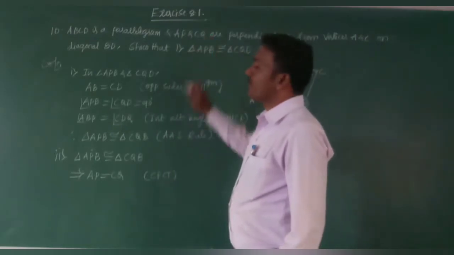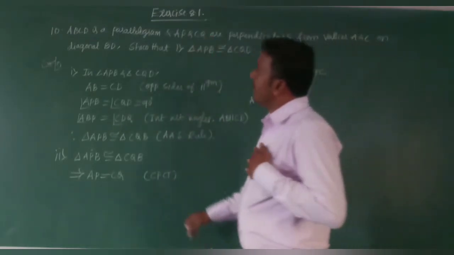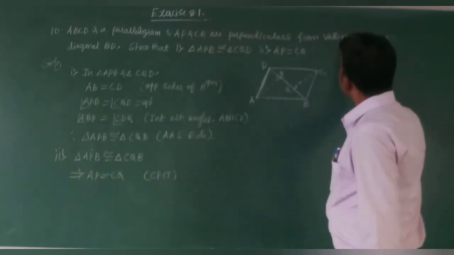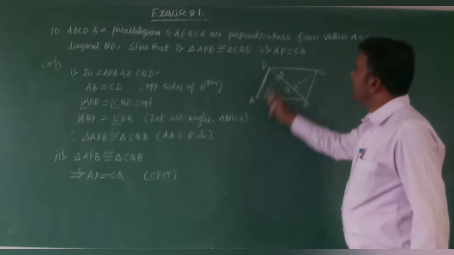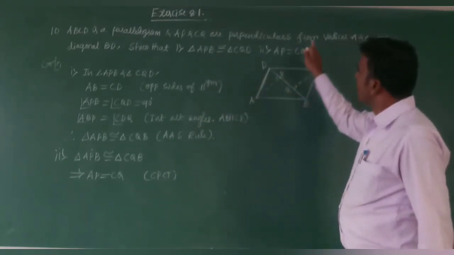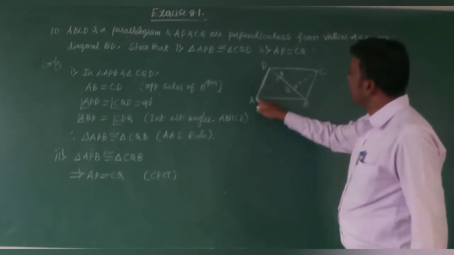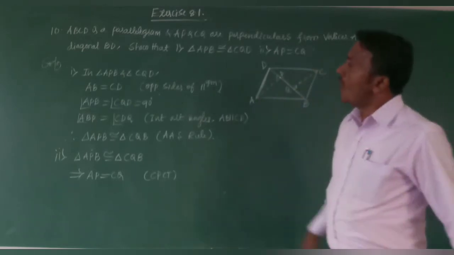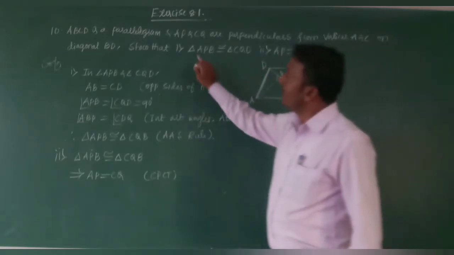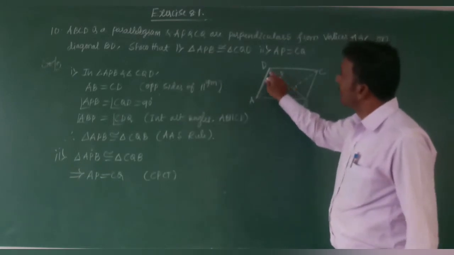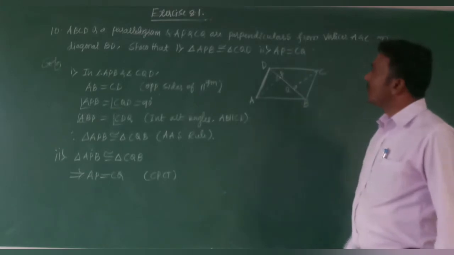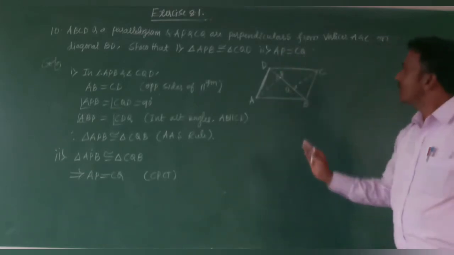Now discuss the 10th question from exercise 8.1. ABCD is a parallelogram, and AP and CQ are perpendiculars from vertices A and C on diagonal BD. By using this, we prove that triangle APB is congruent to triangle CQD. These two triangles are congruent to each other, and so AP is equal to CQ.